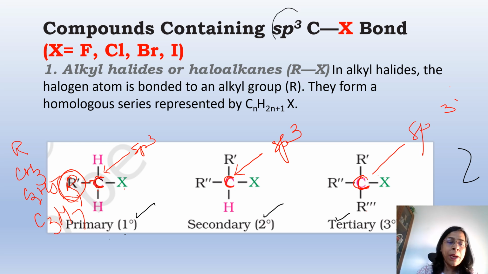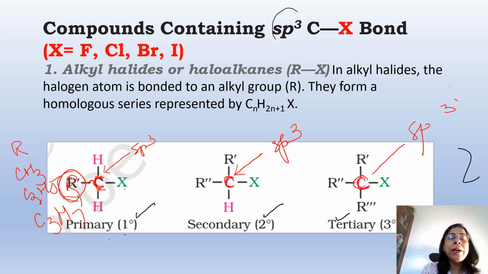Coming back to the topic, primary, secondary, and tertiary. Primary: you can see that this carbon, the middle carbon, which I am highlighting, is surrounded by only one carbon chain. The rest of them are hydrogens.